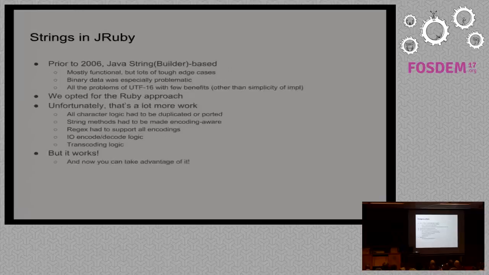Okay. So strings in JRuby. Prior to 2006, we did have a Java string-based or character-based implementation. But obviously, all these different encodings were a problem. Representing binary data was a problem. We realized we had to follow the Ruby approach a little bit more closely. Unfortunately, that meant a lot more work, and up until maybe even last year, we were still working out the bugs in our implementation of multilingualization.